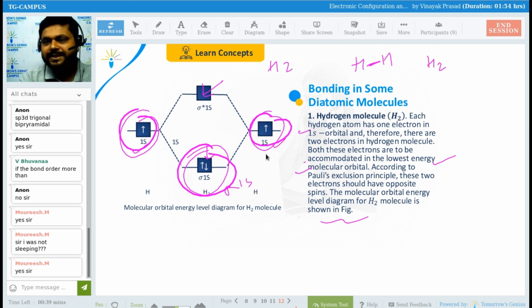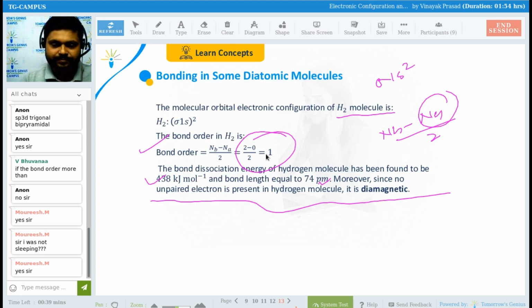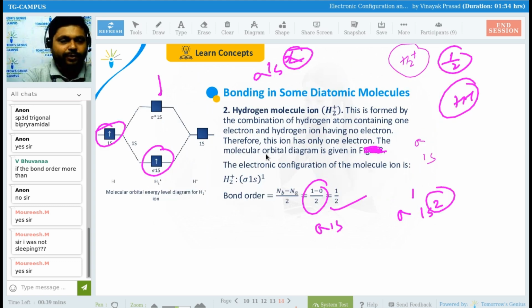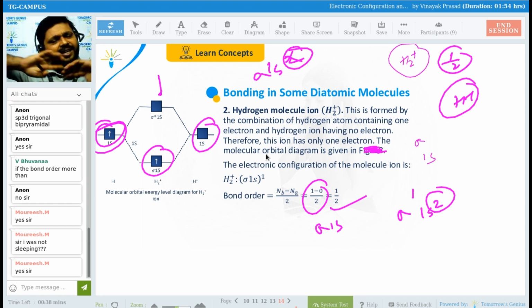Getting my point, everyone? Now see here, for this H2 plus, only one electron is there. So I will be writing only sigma 1s1 here, and here there will be no electron. What you have to write: on the left hand side 1s, on the right hand side 1s, in the bottom line sigma 1s. You have to write all these things already. In the above line you have to write sigma star 1s.